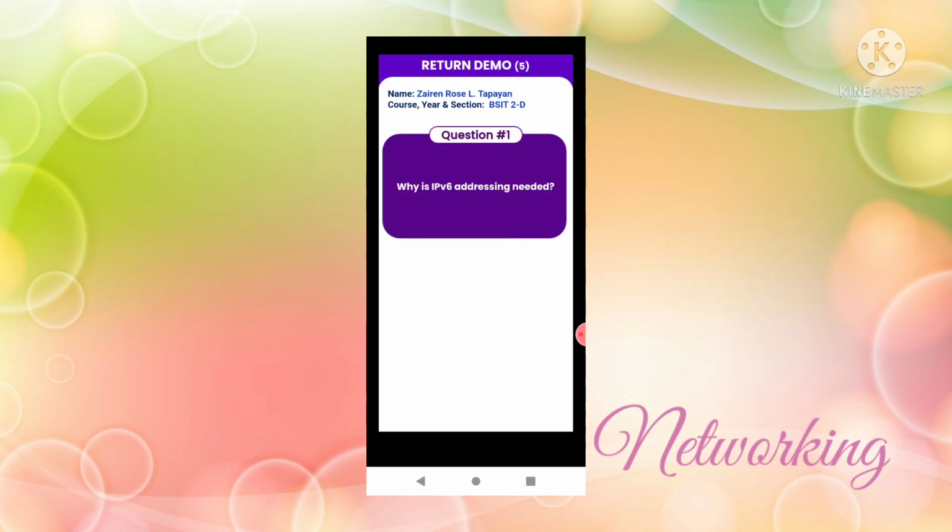Question number 1. Why is Internet Protocol version 6 addressing needed? The primary function of IPv6 is to allow for more unique TCP/IP address identifiers to be created now that we have run out of the 4.3 billion created with IPv4. This is one of the main reasons why IPv6 is such an important innovation for the Internet of Things.